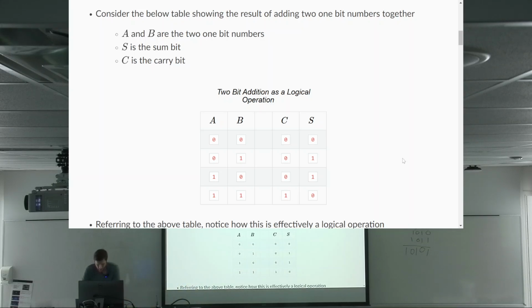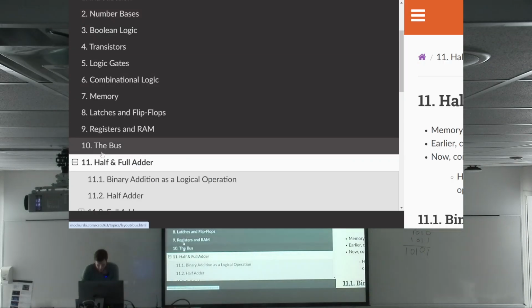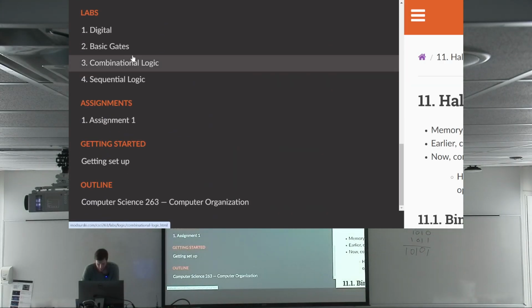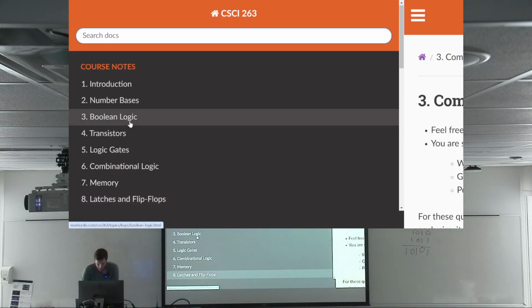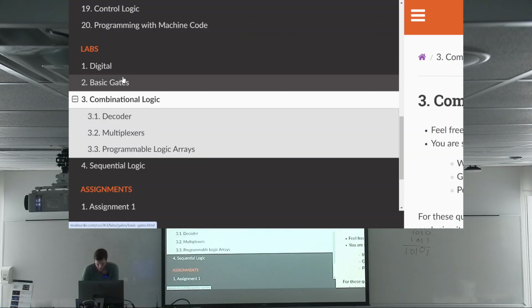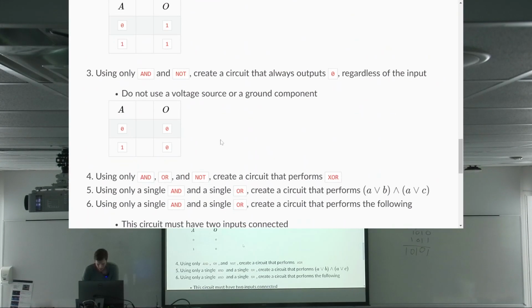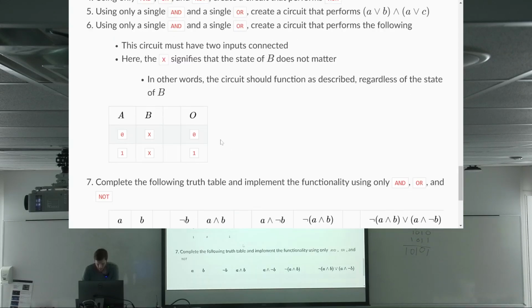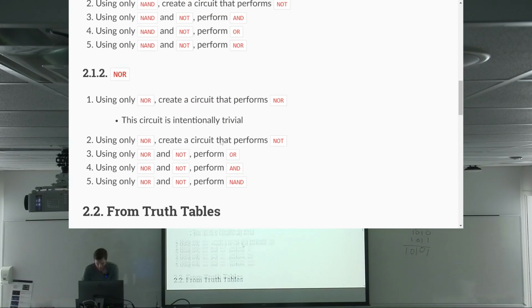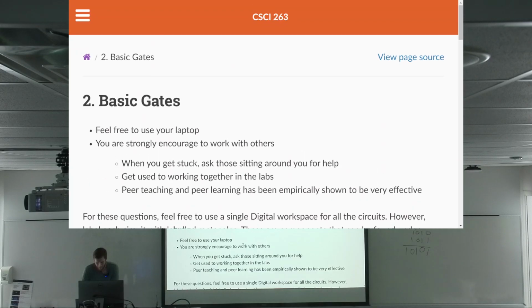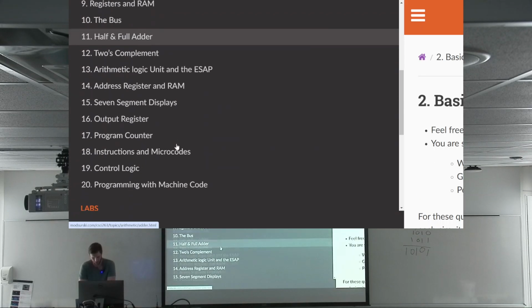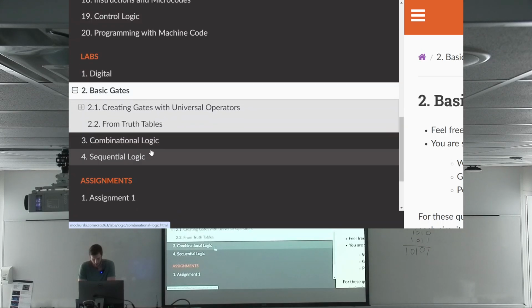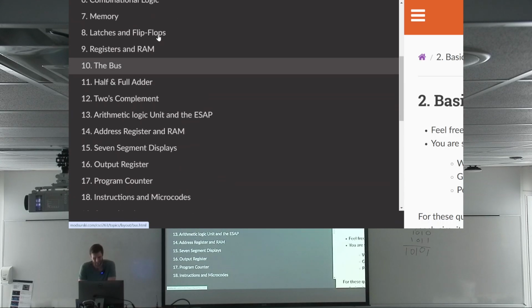In fact, I think it was in one of these labs. Let's see, one of these labs. This one? No, not that one. Maybe it was on the assignment? What were we talking about? When we add stuff together? No, somewhere, maybe I took it off. I could be wrong. Well, just give me a second.